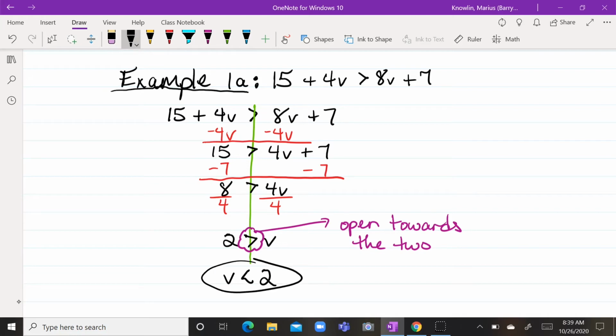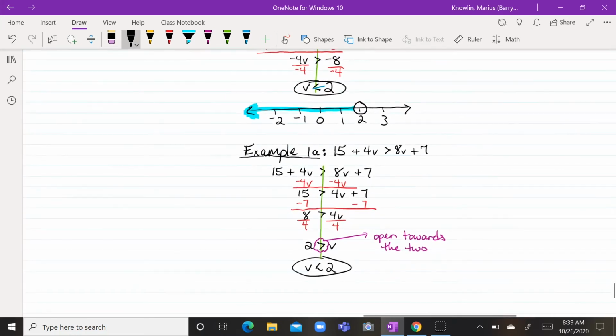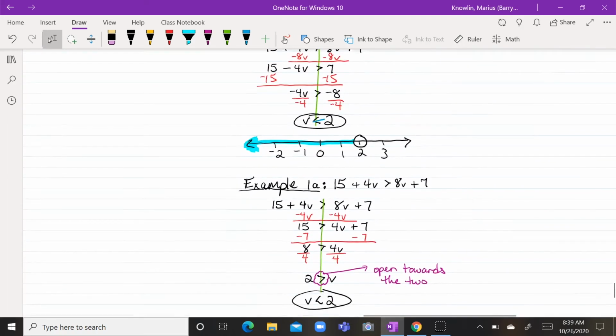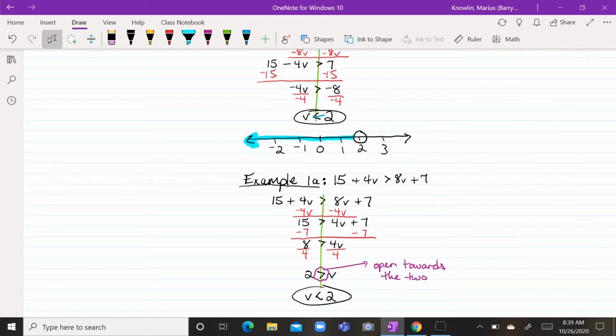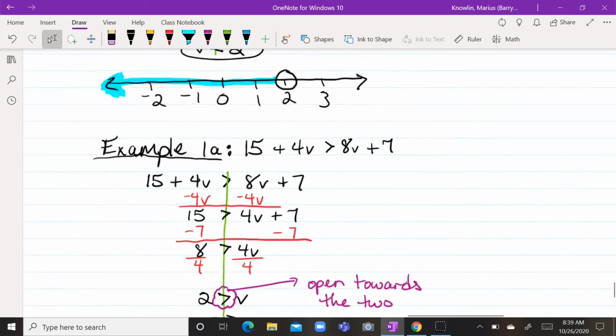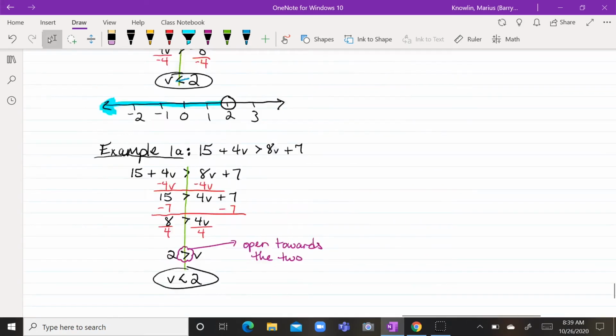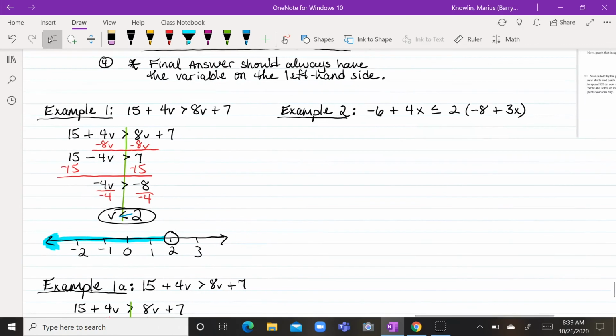Okay, and then we would still end up with the final answer that we got for example 1. So just showing that even when you rewrite it to put the variable on the left, technically it's not changing, it's really staying the same. The mouth of the symbol has to still be open towards the same thing it was open towards before you changed it. Okay, so let's take a look at this last example, number 2.